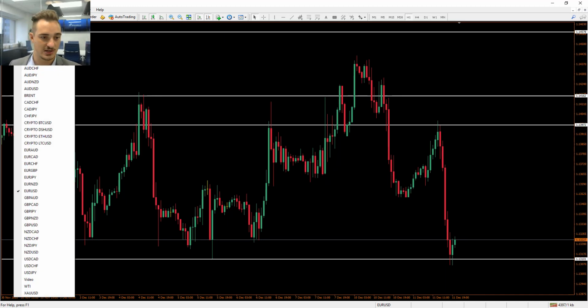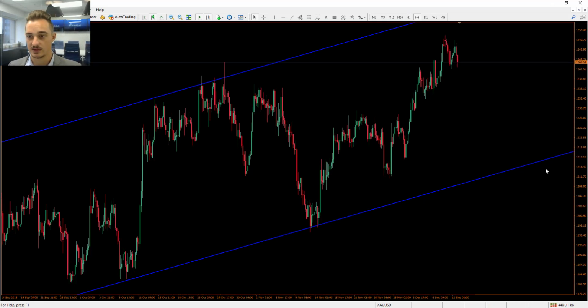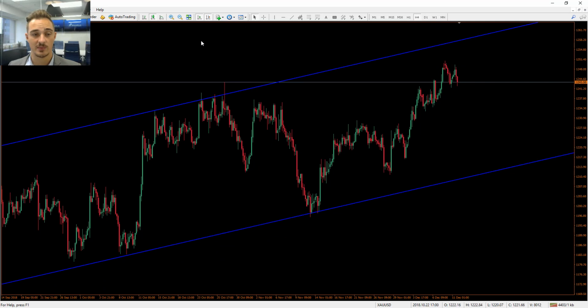So let's just find another random chart. We'll go with gold. Gold has been quite interesting. A lot of our big traders are actually trading gold at the moment, as it is moving quite nicely.